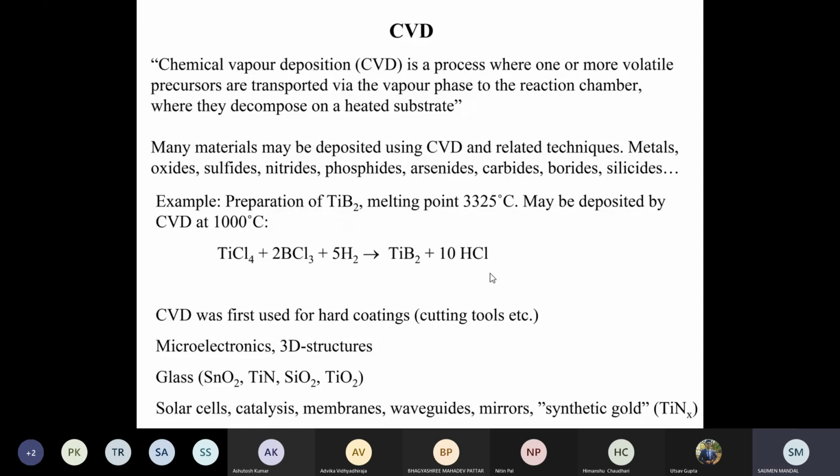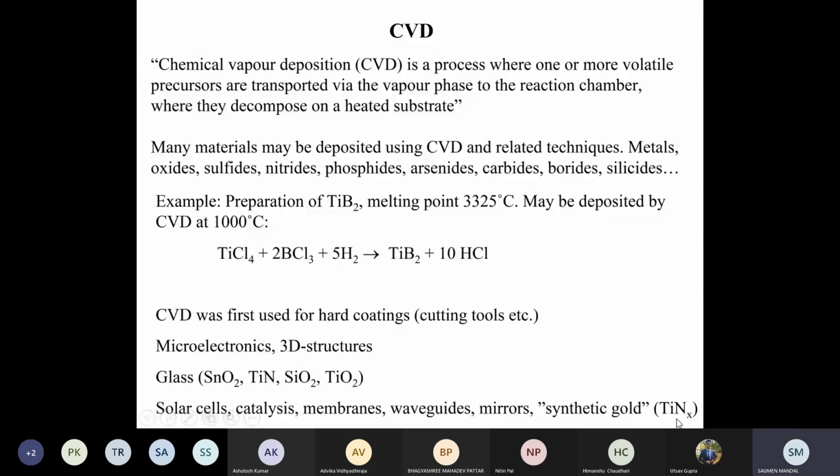Okay. So this is that idea. And for this TiB2, if you go with another process, very high temperature is required. CVD was first used for hard coating, cutting tool application. Later on, actually in microelectronics, 3D structure, then glass structure. Glass means amorphous structure, that can also be made. Then solar cell, catalysis, membrane, waveguides, mirror, and then synthetic gold.